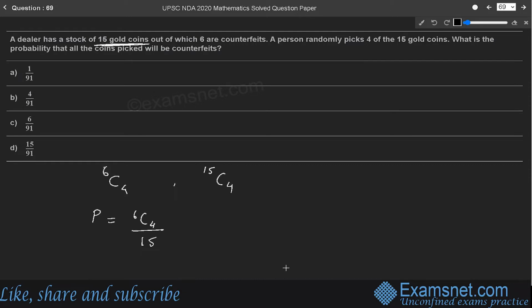And 6C4 is the number of ways of picking 4 counterfeits. So on further solving, it will be 15 upon 15 into 7 into 13, which gives 1 upon 7 into 13, means 1 upon 91. So the correct probability for this question is 1 upon 91. Therefore, we can say that the correct option for this question is option number A, 1 by 91.